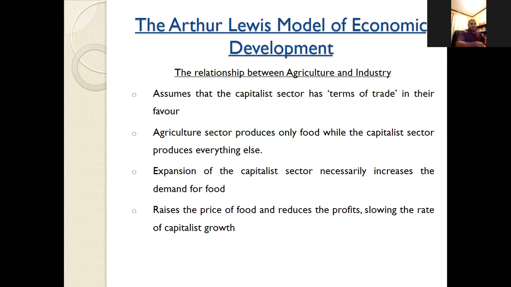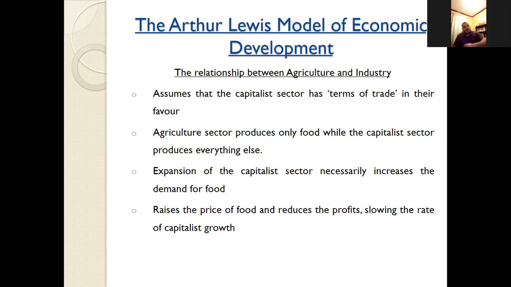Now, what's that relationship? He firstly assumes that the capitalist sector has terms of trade, a concept that we use in international trade. We have applied it here to deal with this model. We assume that the capitalist sector has terms of trade in their favor. That is to say that they are producing the goods which are of higher value in the modern sector, in the industrial capitalist sector. The agricultural sector produces only food, while the capitalist sector produces everything else.